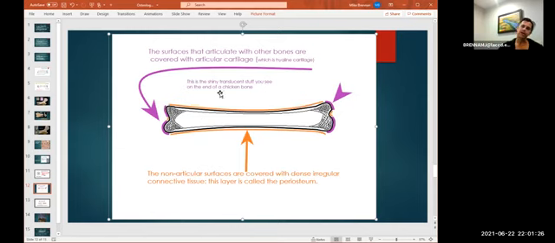Now, the rest of that bone is going to be covered with dense, irregular connective tissue, and we have a specific name for this. We call it periosteum. Okay, so that's the non-articulating surfaces, basically all the rest of the bone.